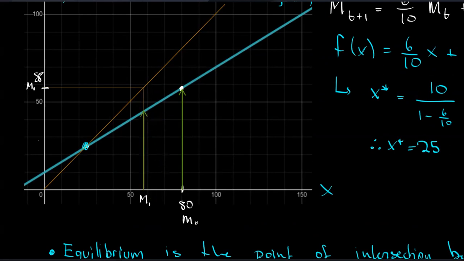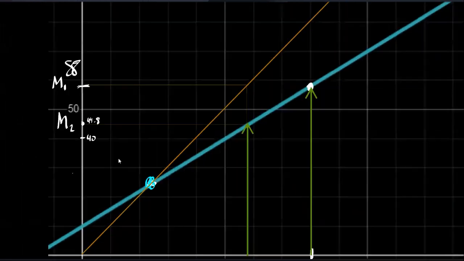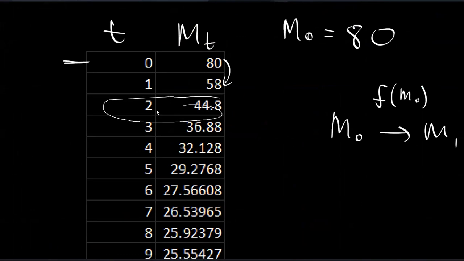Boom, okay? And this value right over here is going to give me my M2. It's approximately 44.8. If you zoom in, this is 40, and this is like 45 over here, and this exactly would be 44.8, as we have over here. That's our M2. Now, if we want M3, this is going to be M3, 36.8 or 36.9.